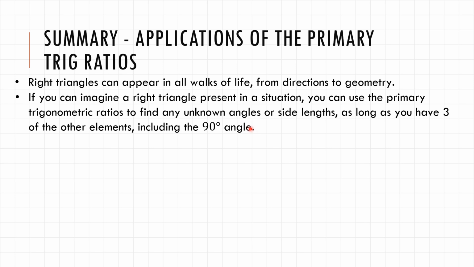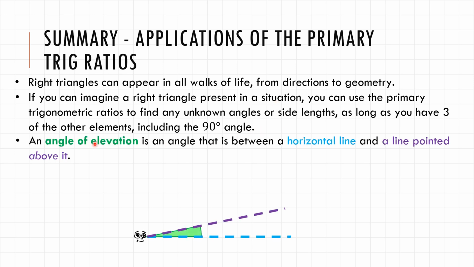Other situations which might call for a right triangle might be elevation. And in this case, you need to know two more terms. An angle of elevation is an angle that is between a horizontal line and a line that is pointed above it. So this would be the angle that would be created.